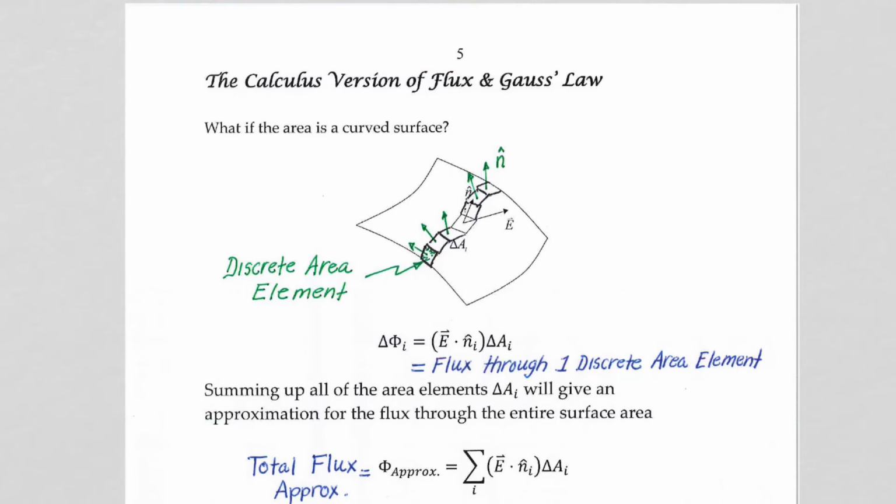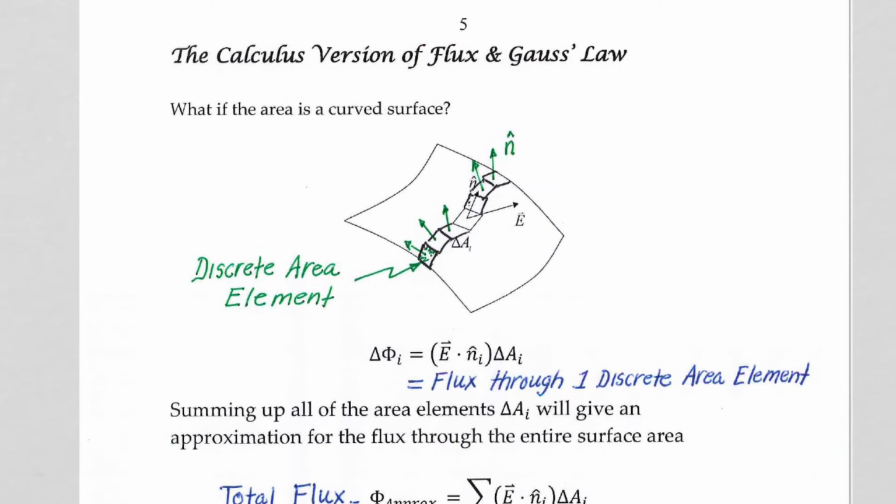We're now going to extend our understanding of flux to include a calculus version of flux. Now, what does a calculus version of flux entail? It's going to use our same basic definition of E dot n hat A, but now apply it over all of these little discrete area elements that are going to become smaller and smaller and smaller until they become infinitesimally small area elements of a total surface. We're going to do a summation of all these area elements, and summation in calculus becomes integration to sum up all of the flux calculations through these little area elements to get the total flux.